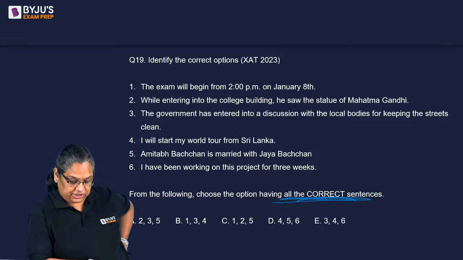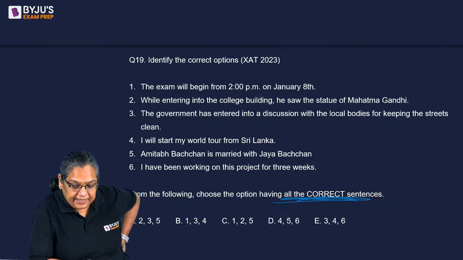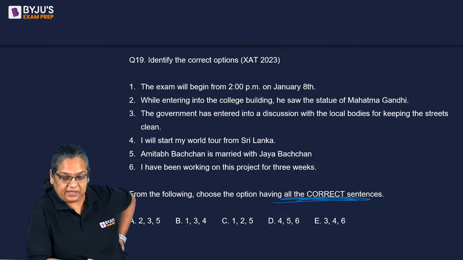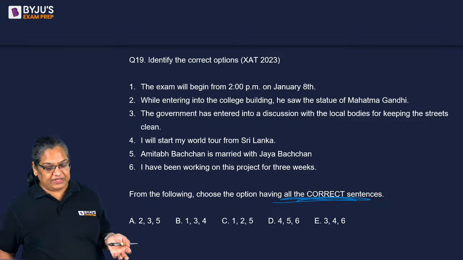B is 1, 3, 4. Okay. A, somebody says 2, 3, 5. All right. In spoken English, we say this.